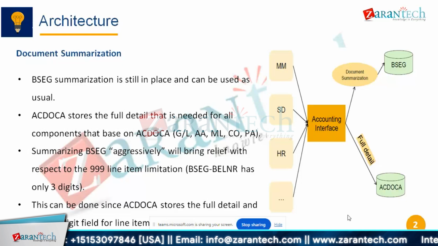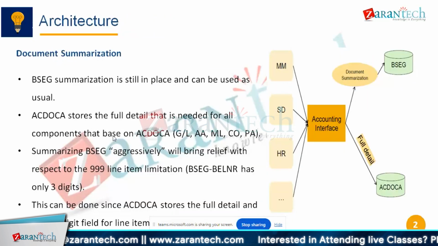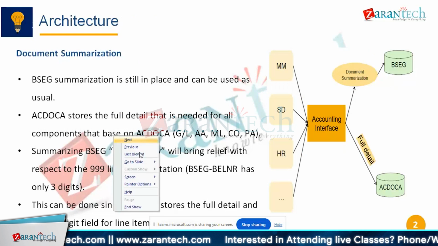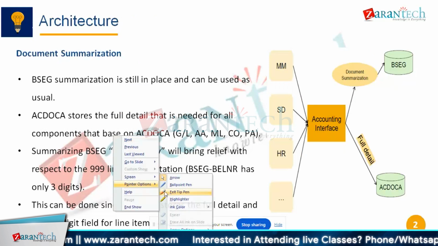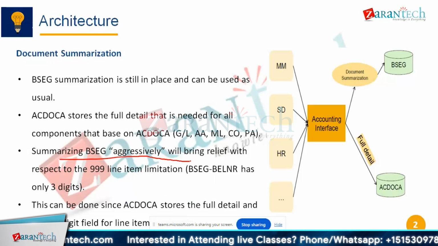So summarization. Basic summarization is still in place and can be used as usual. ACDOCA stores the full detail that is needed for all components. Summarizing aggressively will bring relief with respect to the 999 line item limitation, since the line item has only 3 digits. Now, basically what I'm referring to.